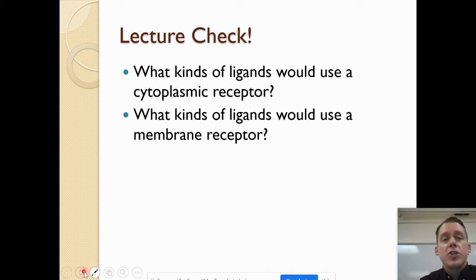So first, a question: what type of ligands would use a cytoplasmic receptor? And then, what kinds of ligands would use a membrane receptor? Type in your answers now.